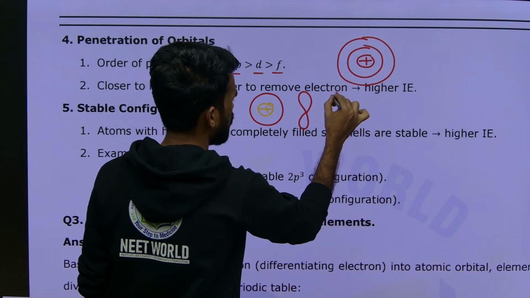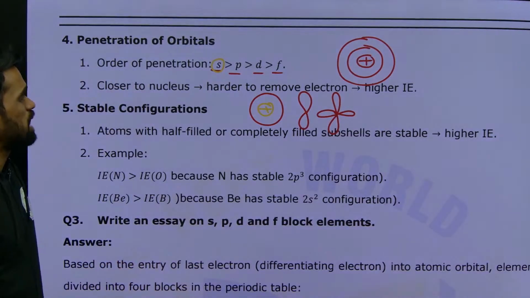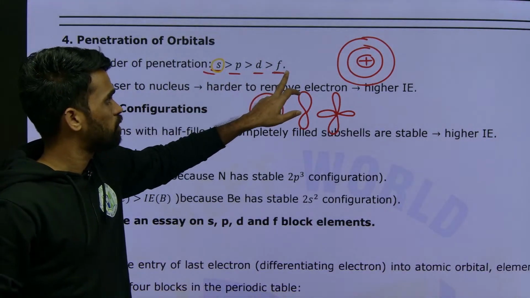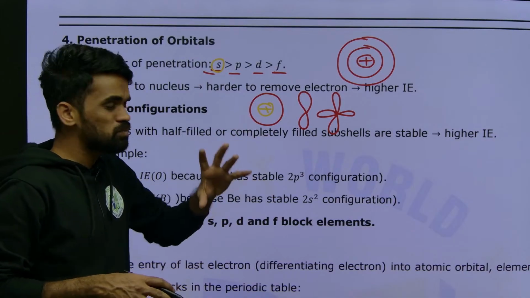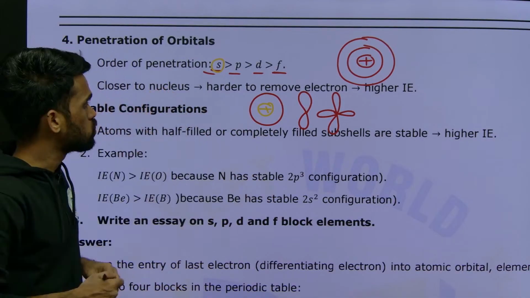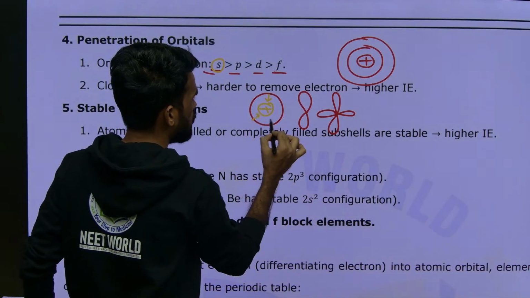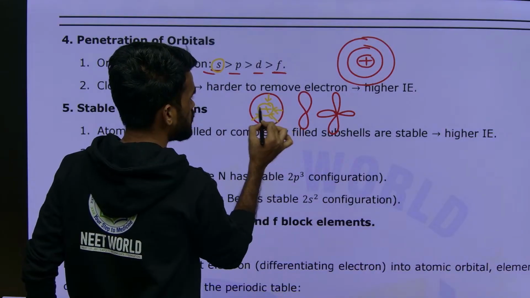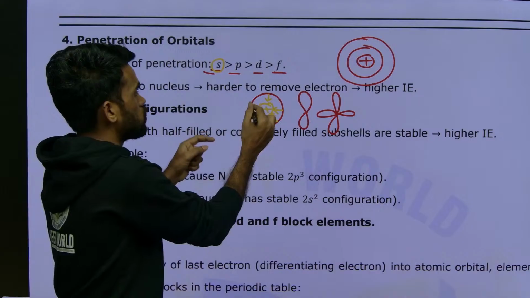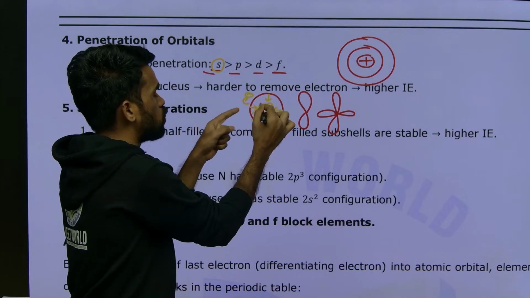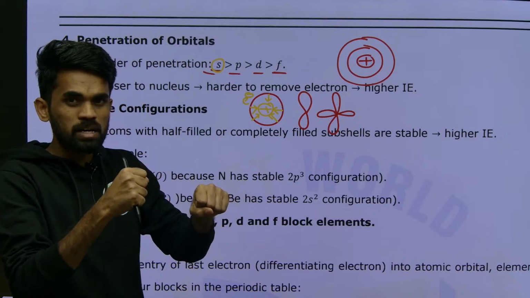When it is a D orbital, it will be double dumbbell shape like this. Now as we are moving from S to F, they are less symmetric. It means the S orbital is more symmetric around the nucleus. So the electrons present in the S orbital are strongly attracted towards the nucleus. If they are strongly attracted, it means the S electrons are strongly held to the nucleus, so it is very difficult to remove the electron from that S orbital.